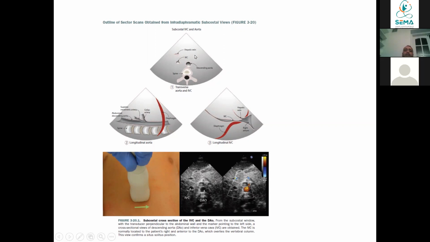So what is the benefit of this view? The benefit of this view is to identify the situs of the heart. I mean, you are dealing with situs solitus or situs inversus, dextrocardia. If you are dealing with normal situs, you expect the aorta to be on the left, and the inferior vena cava on the right side.